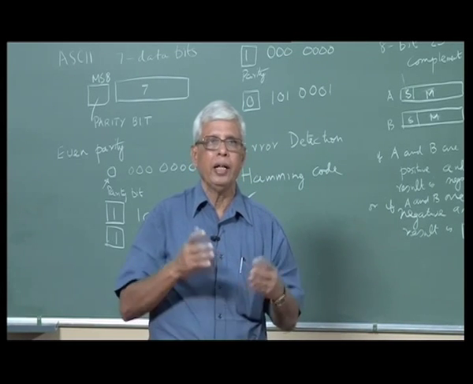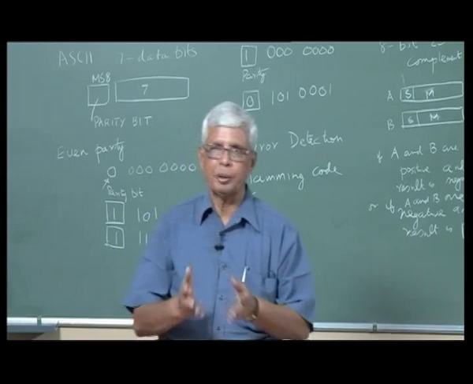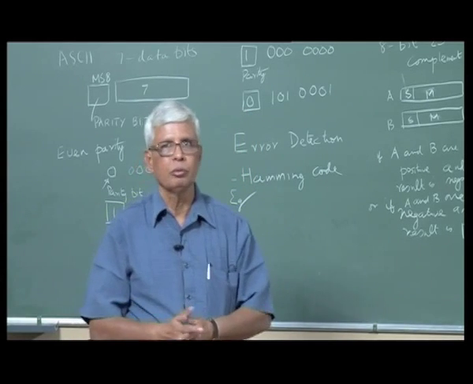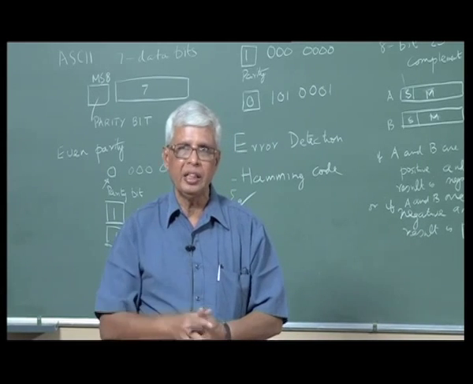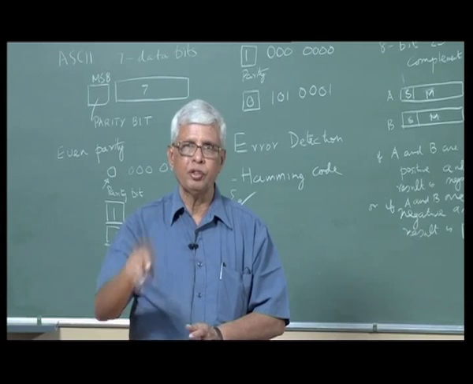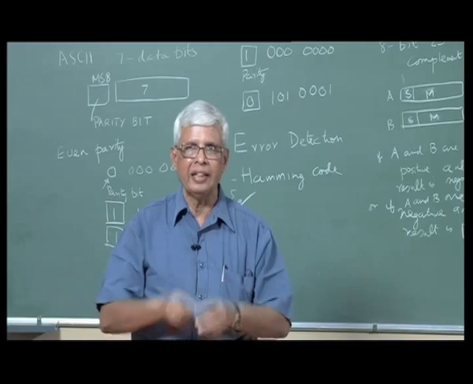Suppose I ask you to add 100 plus 100. 200 cannot be represented in 7-bit magnitude. So you divide the first 100 by 2 to get 50, divide the second 100 by 2 to get 50, and add 50 plus 50, and the result is 100.